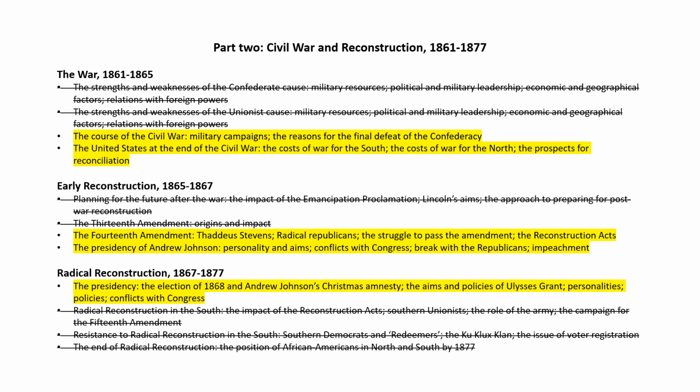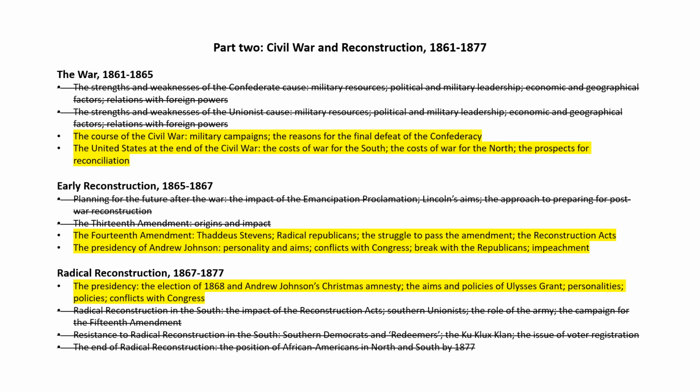In terms of the war, what has stayed is the course of the war. So that's the military campaigns, the reason for Confederate defeat. And then we've got the state of America at the end of the Civil War, so the cost of the war for the North, for the South, and the prospect of reconciliation.